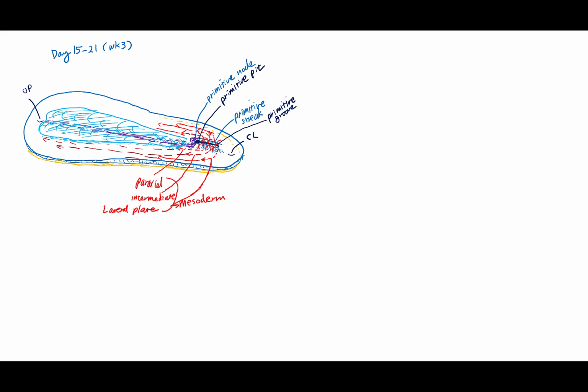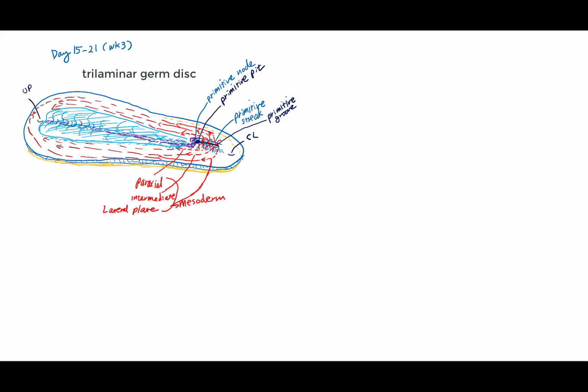While the paraxial and intermediate mesoderm stop at the level of the neural plate, the lateral plate mesoderm goes all the way around, even cranial to the oropharyngeal membrane, and forms a nice little arc at the edge of the developing embryo. At this point, the embryo is now made up of 3 germ cell layers as opposed to just 2. It is now referred to as the tri-laminar germ disc.